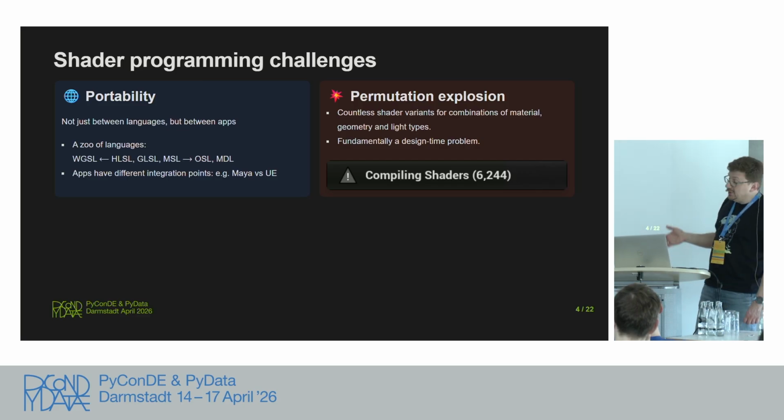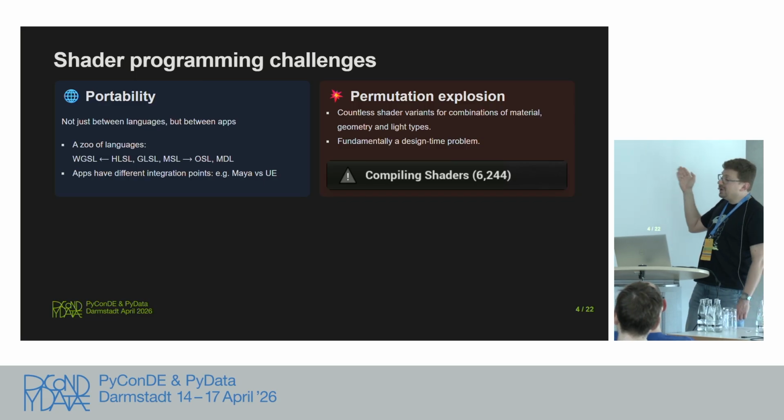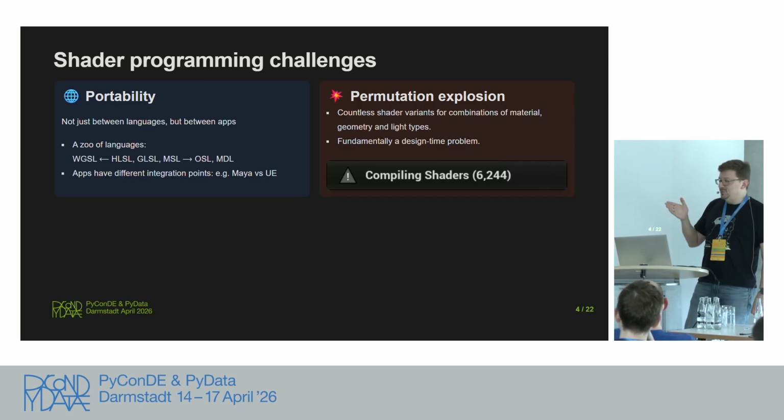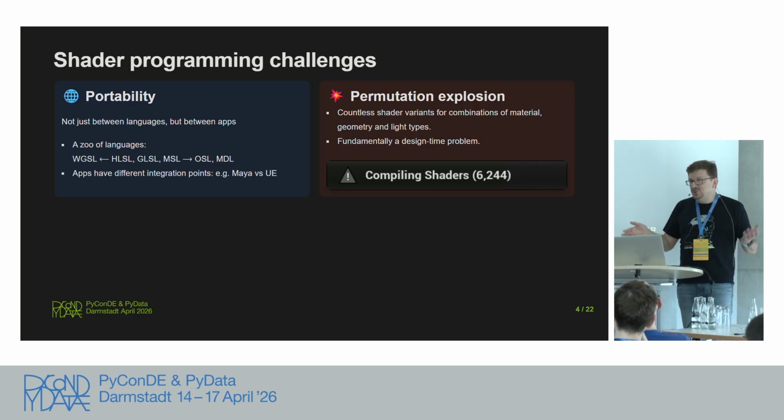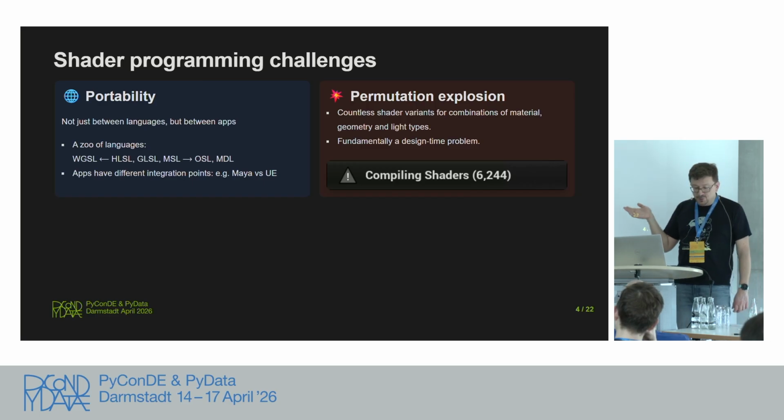Then another big one, and this one is unique to real-time shading, is the permutation explosion. Some of you may recognize this infamous UI element from Unreal Engine, compiling shaders, when you often need to wait for many minutes or maybe even hours when the level compiles. So what is happening there? Do shader writers really write thousands of shaders?